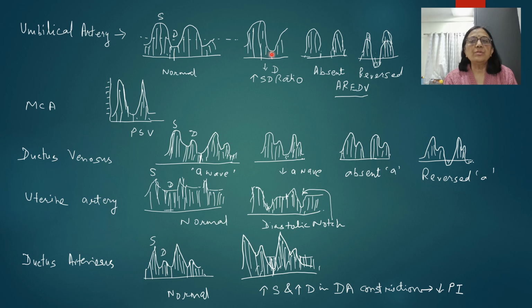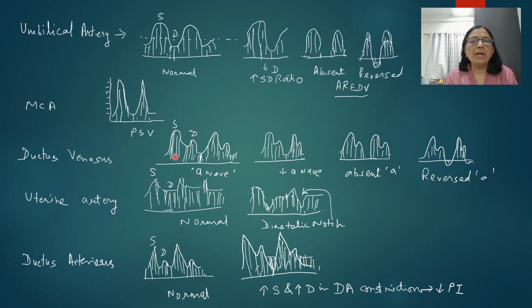When you want to show the reduced diastolic flow or increase in SD ratio, you draw the normal one and show that diastolic blood flow is nearer the baseline. That means there is a reduction in diastolic flow. This is how you draw the absent diastolic flow and the reverse diastolic flow. So practice drawing it at least once or twice so that it comes naturally to you whenever you are solving the theory paper. This is the middle cerebral artery, which shows the peak systolic velocity, so you draw it like that. Systolic velocity is mainly measured, so you focus more on the high systolic blood flow.